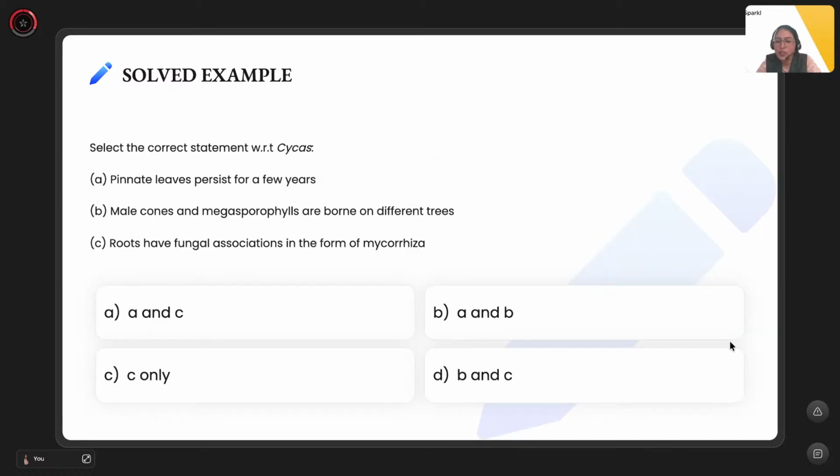Also, students, you can give your answers in the chat box. Do drop your answers. What do you think about these questions? Okay, so we'll be discussing accordingly.